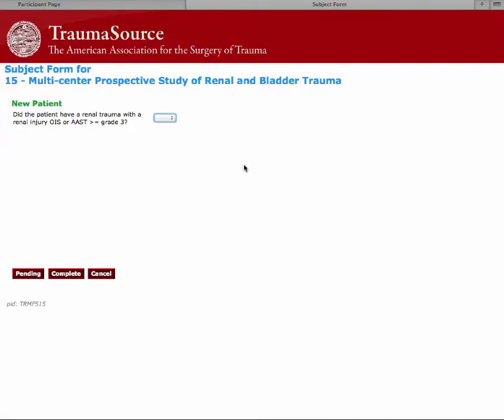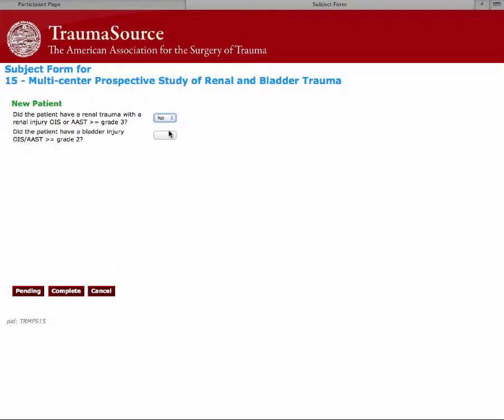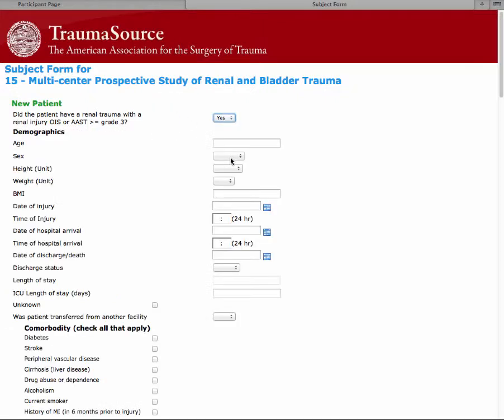The first question on the New Subject page is, did the patient have a renal trauma with a renal injury greater than or equal to grade 3? In this case, we would say yes. If we said no, then it would bring up the page for bladder trauma. So this patient did have a renal trauma, and we'll go to the renal entry page. So I'm going to make up a patient here to illustrate entry.